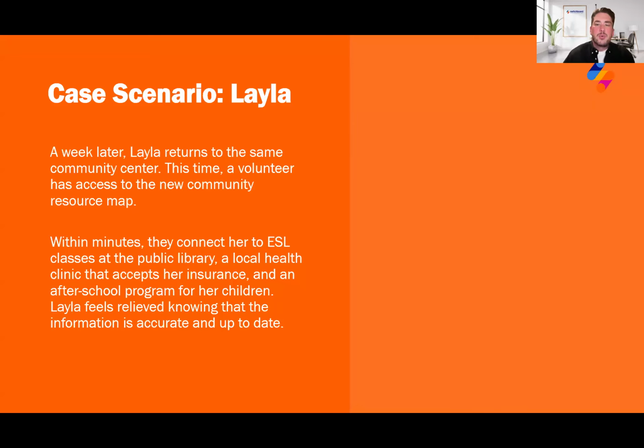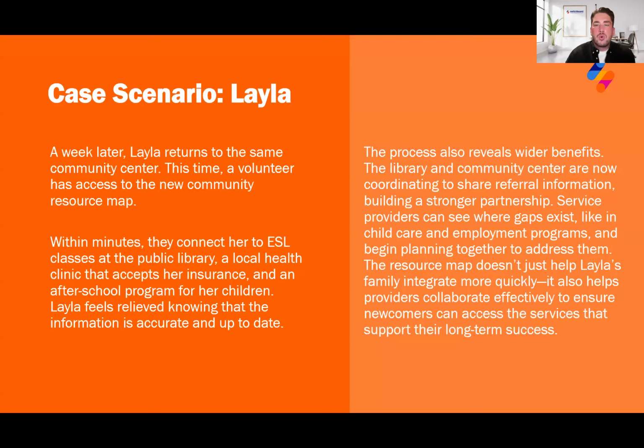The process also reveals wider benefits. The library and community center are now coordinating to share referral information, building stronger partnerships. Service providers can see where the gaps exist, like in childcare and employment programs, and begin planning together to address them. The resource map doesn't just help Layla's family integrate more quickly, it also helps providers collaborate effectively to ensure newcomers can access the services that support their long-term success.